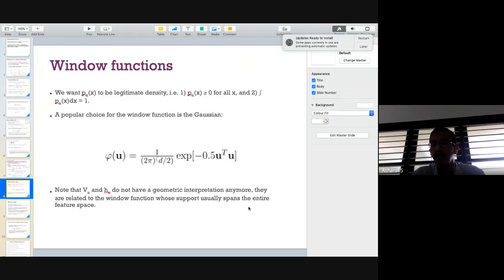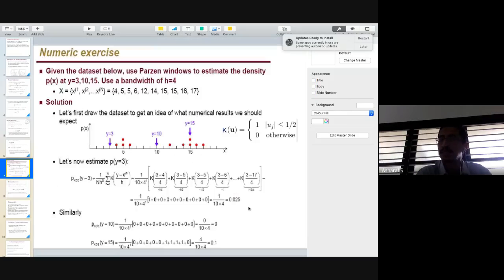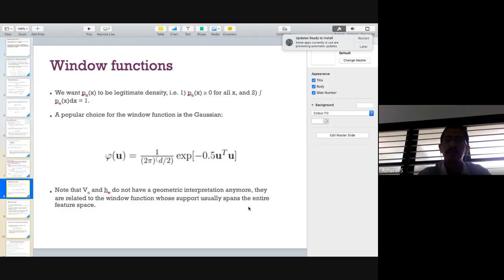So the notion of h and the notion of V becomes very difficult, in the sense we can't interpret it properly if you are going for a windowing function like a Gaussian. They are related to the window function, but here it's very straightforward. It's a window of size 1, and the windowing function is centered around the point at which you do the estimation. But if you're going for something like a Gaussian windowing function, life will become a little more complicated.